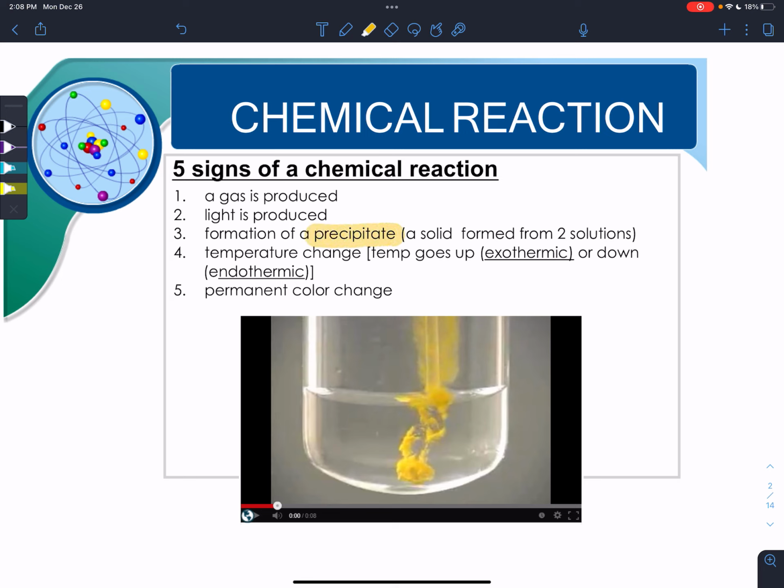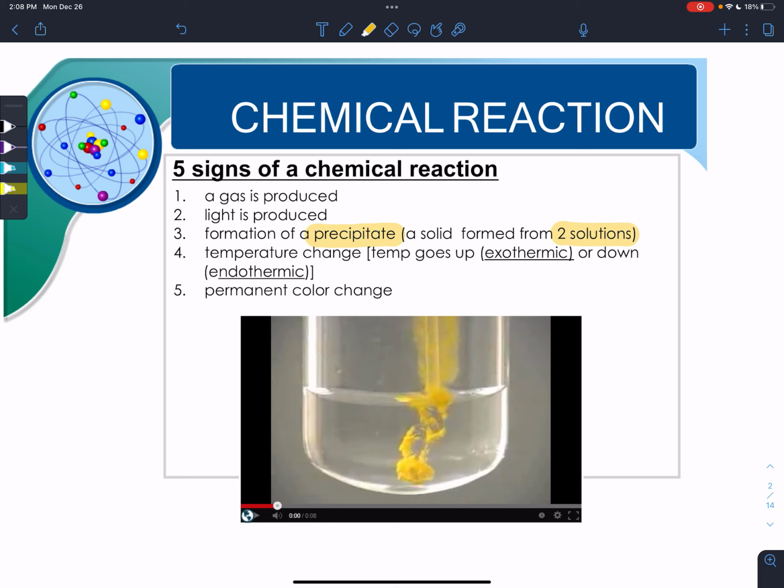A precipitate is a solid that is formed from 2 solutions. So you combine 2 solutions and then a solid is formed. It is not combining a solid and a liquid and getting a solid. It has to be 2 solutions, which are liquids, and it forms the solid, which is the precipitate.